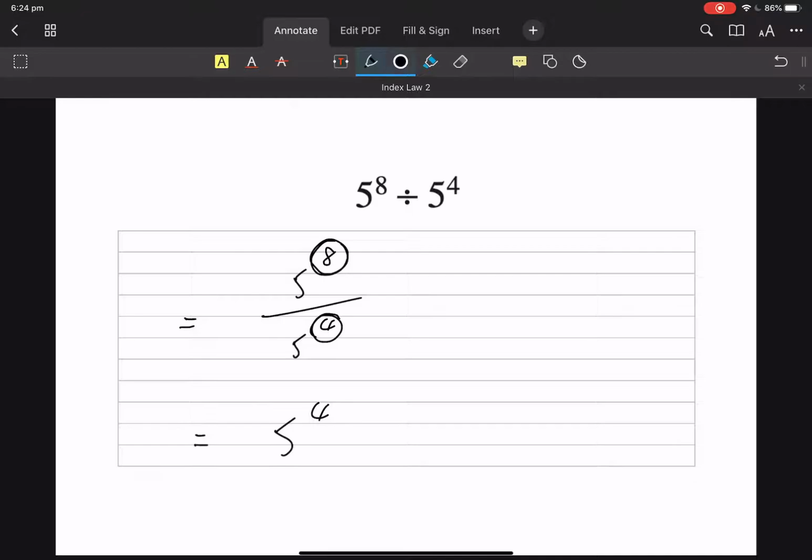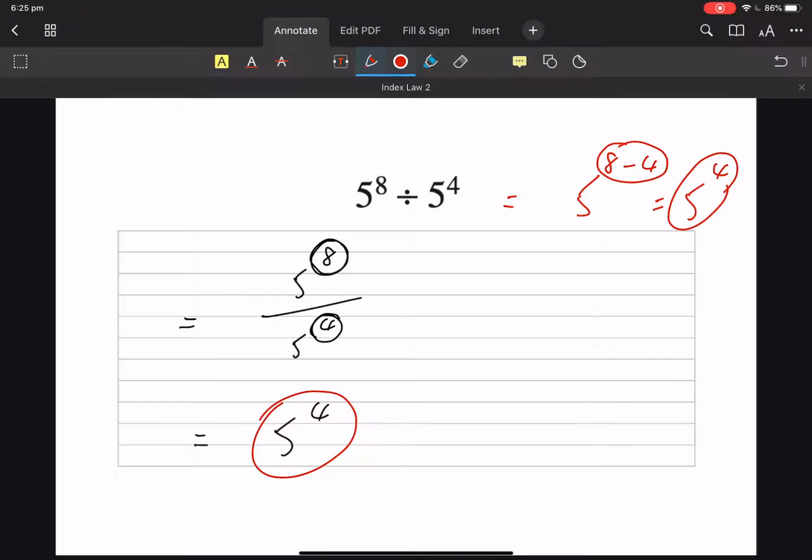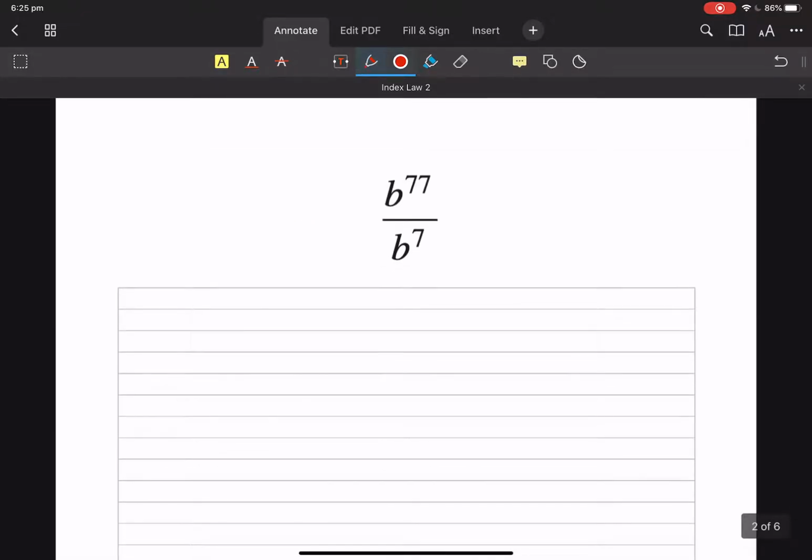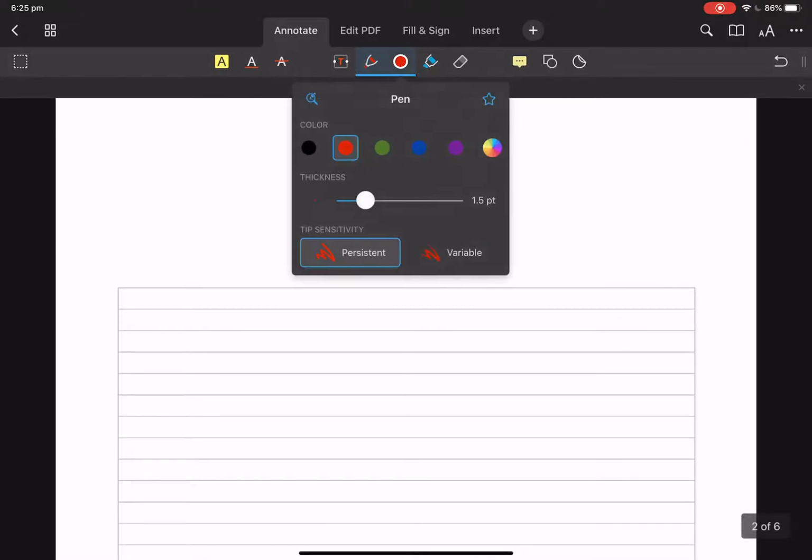So if we were to use our rule, we would have 8 minus 4. What's 8 minus 4? 4. 5 to the 4, 5 to the 4. So that's using a rule, and this is using just cancelling. Cancelling is the preferred option, but there will be times, as you see, that we're going to need to use the rule.